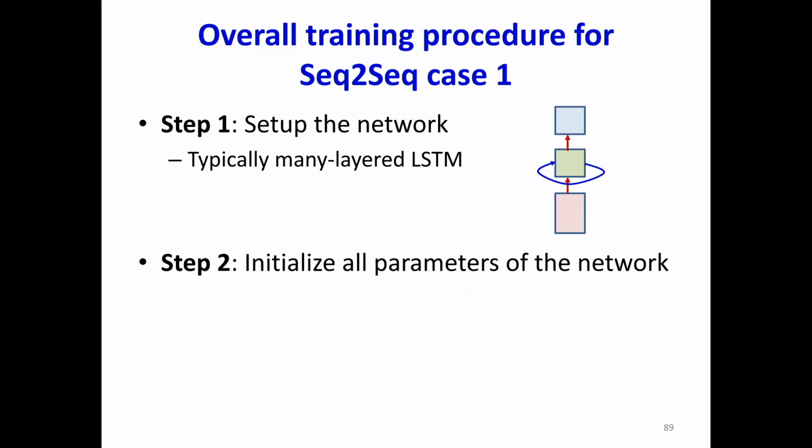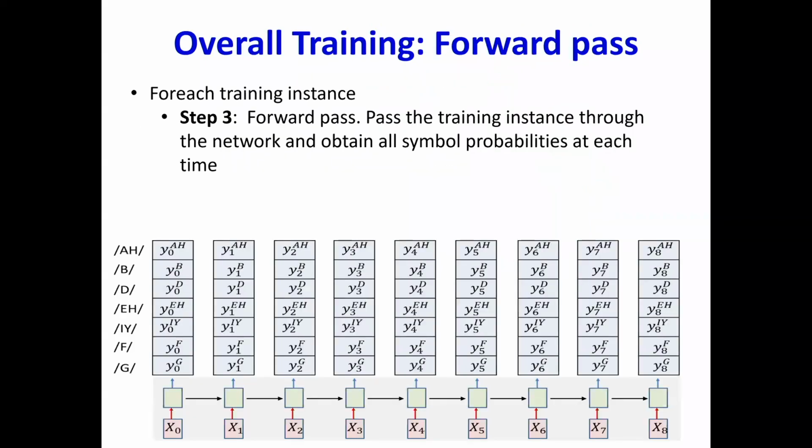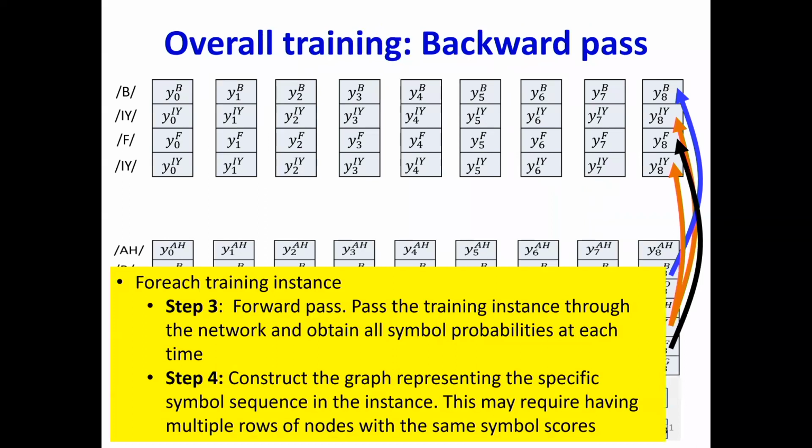It could be a bidirectional LSTM or a pyramidal bidirectional LSTM, as you will see in your homework. And then you initialize all the parameters of the network. Then for each input, you pass the input through the network and generate this table of probabilities. From the table of probabilities, you extract the rows corresponding to the symbols in your transcription, in your labels, and create this reduced table.